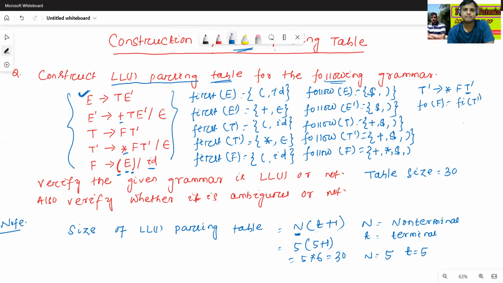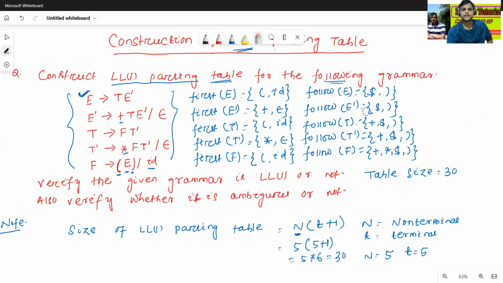See, first of T prime contains epsilon. So first of T prime minus epsilon, union follow of T prime. First of T prime minus epsilon means star. Follow of T prime means plus, dollar, close bracket. Star is present, plus is present, dollar and close bracket are already there, so no need to write. Okay, so this is the first set and follow set.